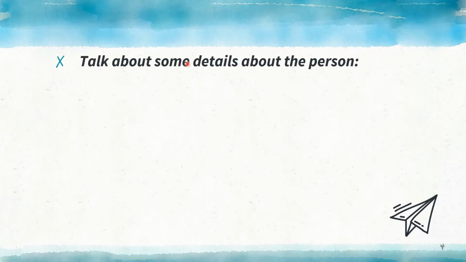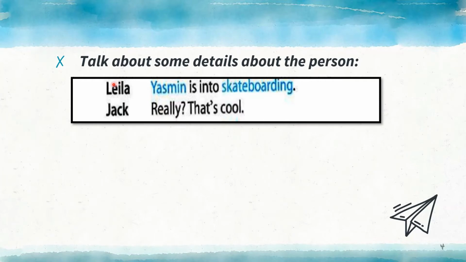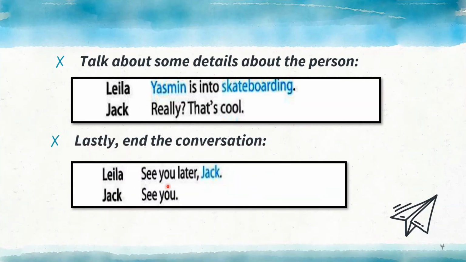And then talk about some details about the person that you're introducing. So here, Leela told Jack about Yasmin's hobby. And then lastly, you end the conversation, okay, by saying, see you later, Jack. And then Jack will answer, see you. Now, this is between Leela and Jack.